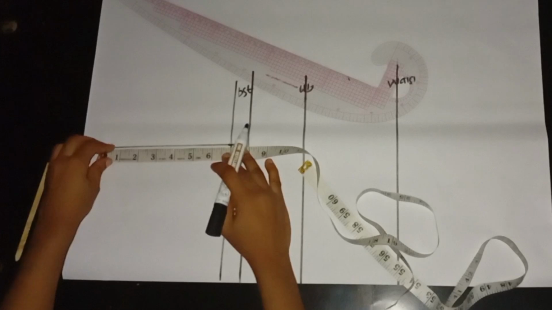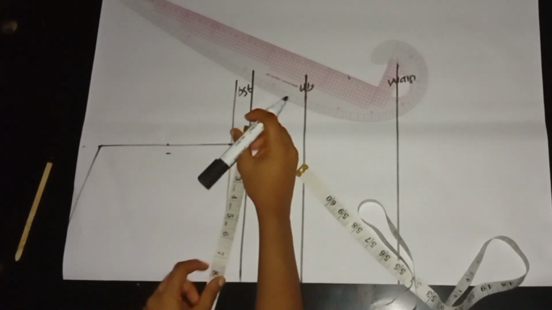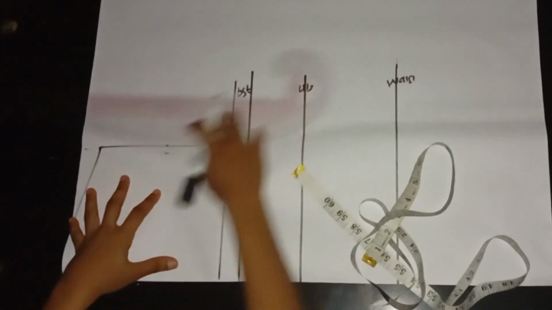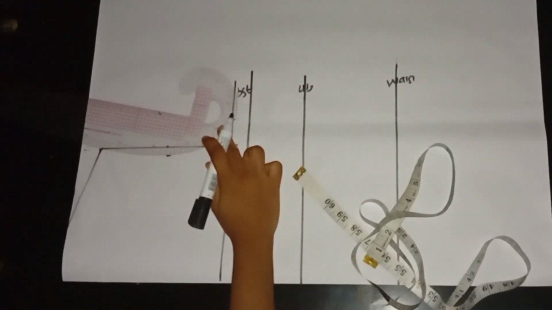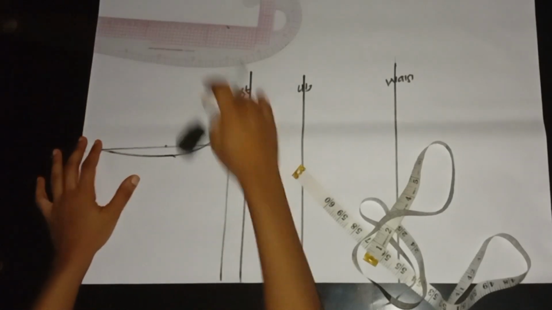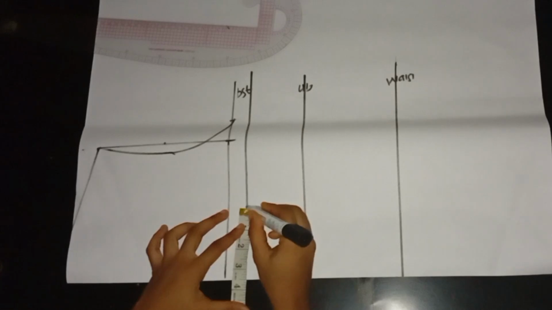Go ahead to divide what you have here into 2 by folding your tape, and mark. Come out by half inch. On the chest line, you're going to mark your bust circumference divided by 4. Now you're going to place your curved ruler, connect from this point to this half inch and to the upper part of your pattern. After you're done marking this, you want to go ahead to mark your dart.